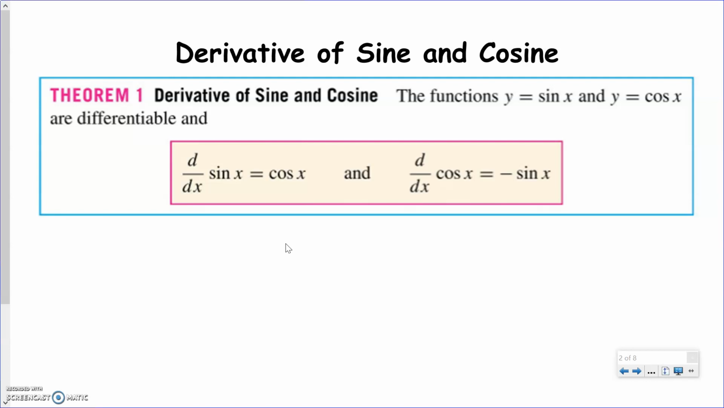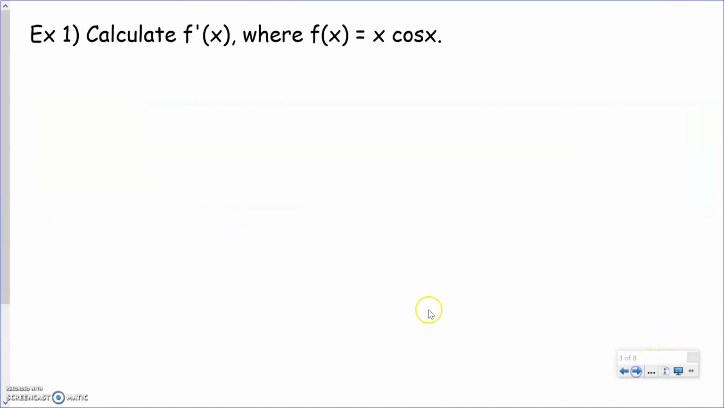The derivative of sine of x is equal to cosine of x. The derivative of cosine of x is actually negative sine of x. You do need to memorize those. If all else fails, as long as you know those two, you'll be able to find the rest. So let's go ahead and find some derivatives.